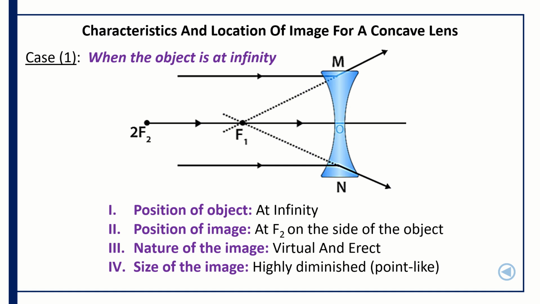Now what is the nature of the image? We are taking the extended rays to intersect and form the image, so the image formed is virtual. Virtual images are erect, so we are getting a virtual and erect image. What is the size of the image? If we keep the object at infinity, we get a highly diminished or point-sized image in the case of a concave lens.